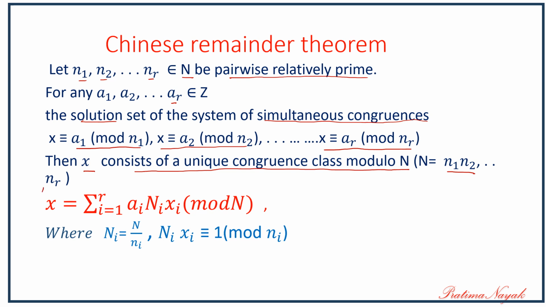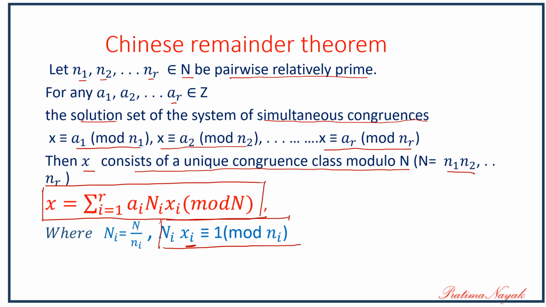Or this x is calculated by this formula. It is the summation of ai times Ni times xi, the sum of all these products from i equal to 1 to r. How is capital Ni calculated? Capital Ni is calculated by dividing n, which is the product of n1, n2 up to nr, by the individual ni. And how is xi calculated? It is from Ni xi congruent to 1 modulo ni. So it seems to be difficult, but when we go through the problem, it is not that difficult.